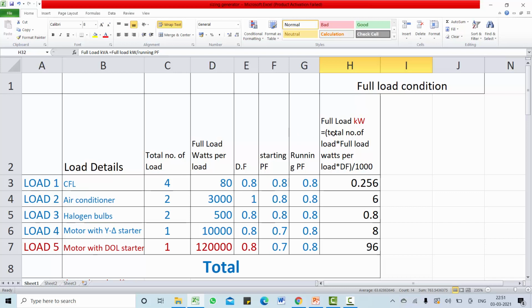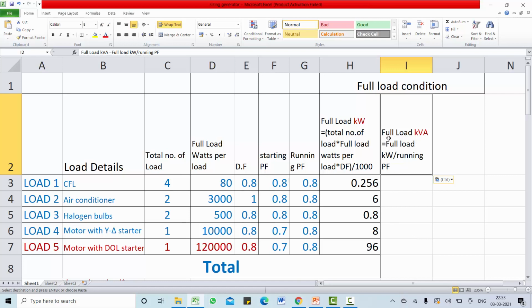The formula for calculation of the load is total number of loads, that is this number, multiplied with full load watts per load, that means these values. This is also multiplied by the diversity factor so as to conclude full load kilowatt. This 1000 represents the conversion of watts into kilowatts. Calculate it for the different load categories, you could see these numbers.